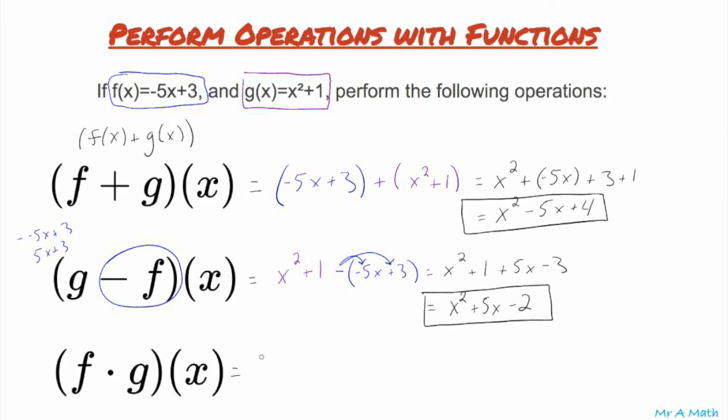And so now let's multiply f, which is negative 5x plus 3, by g, which is x squared plus 1. And so if you want to go ahead and FOIL that, I have a video on foiling if you need a refresher, but this is just going to be negative 5x cubed plus 3x squared minus 5x plus 3. And that's my final answer.